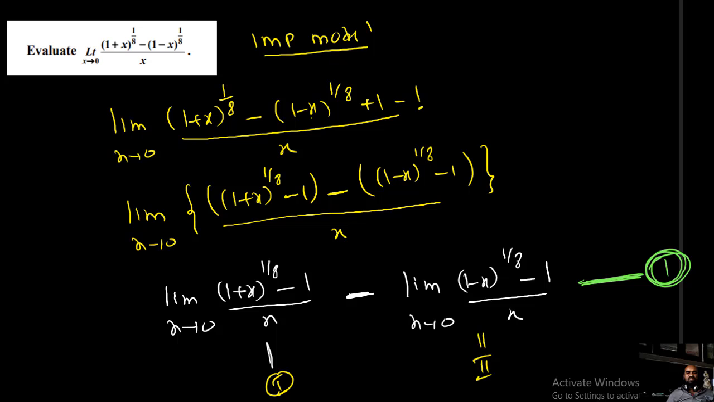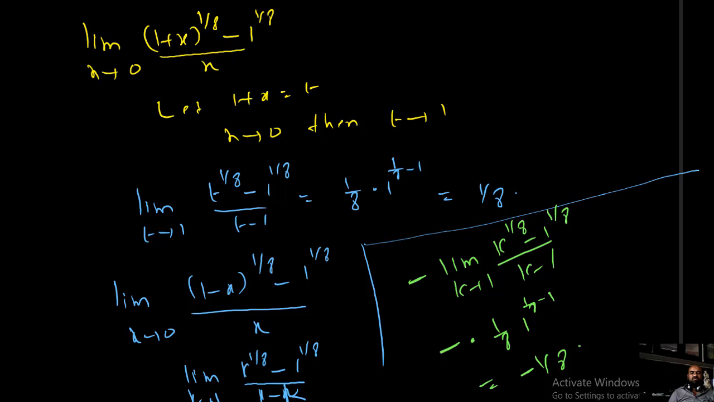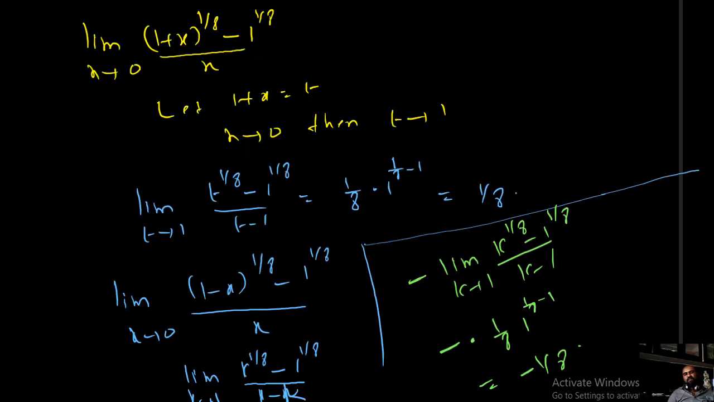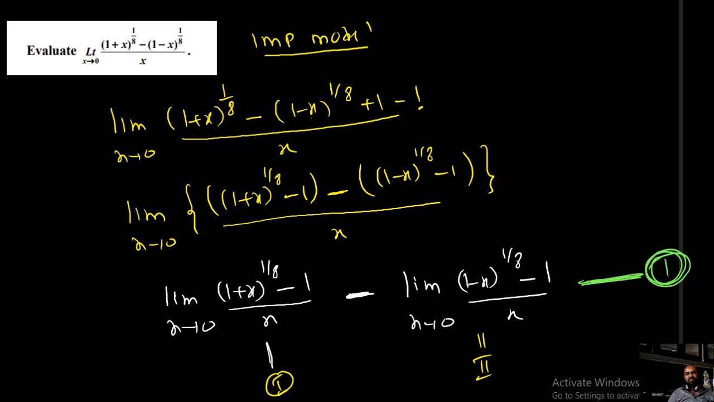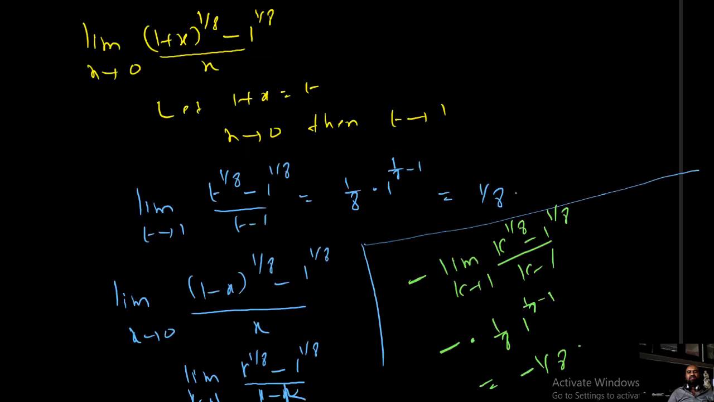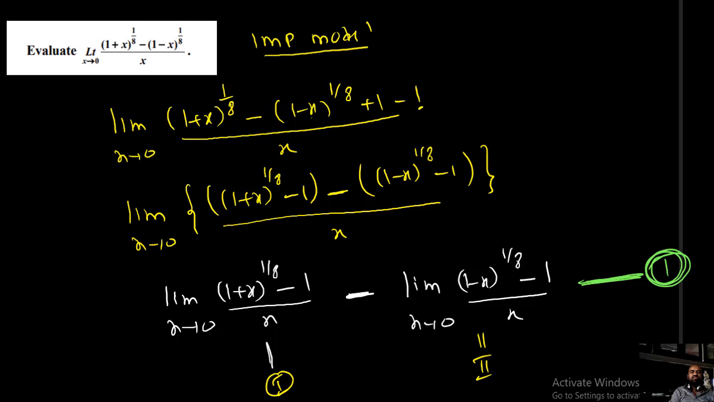Now what I can say from 1, the first part is 1 by 8, minus second part is minus 1 by 8. Observe, this is 1 by 8 minus of this minus 1 by 8. So that is 2 by 8. That is called 1 by 4. So finally what I can say, this function is tending to 1 by 4. This one, this is tending to 1 by 4. Okay.